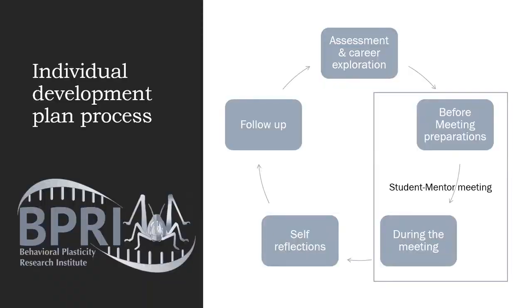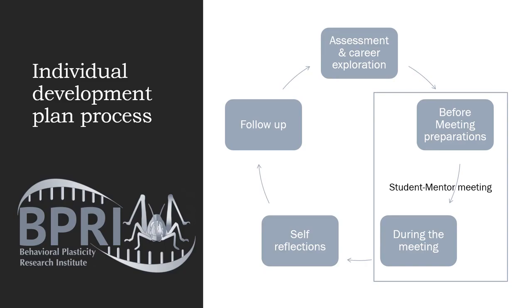So let's get moving to the IDP process. This mainly has 4 steps, I would say. First one is assessment and career exploration, and the second step is talking with your mentor, that is the student mentor meeting, and self-reflection follow-up. But for the student mentor or trainee mentor meeting, there are 2 critical steps before meeting: preparation, and how we should do our meeting.